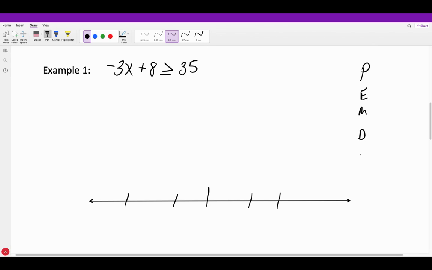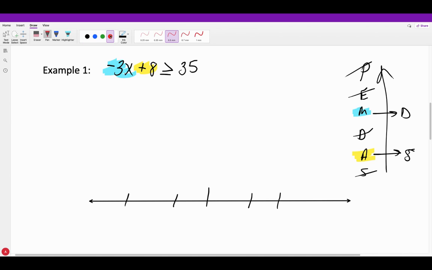So we can do our PEMDAS in reverse. I see here I'm adding 8, so I know that I'm doing addition. And I also see that I'm multiplying by -3, so I'm doing multiplying. So that means I can not focus on the rest of these other operations. The inverse of addition is subtraction, and the inverse of multiplying is dividing. So I'm going to get rid of this plus 8 by subtracting 8 from both sides. And now I get -3x is greater than or equal to 27.